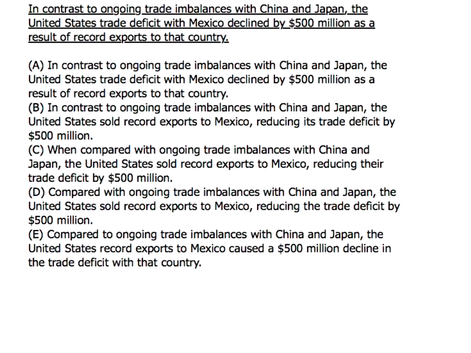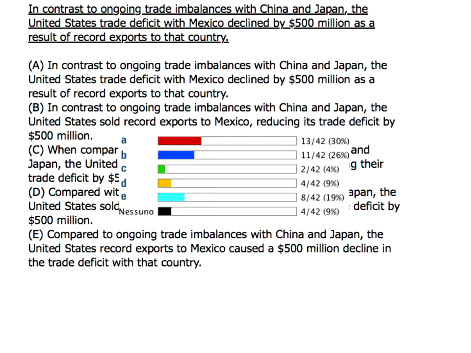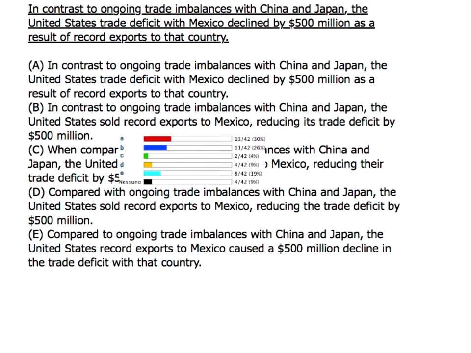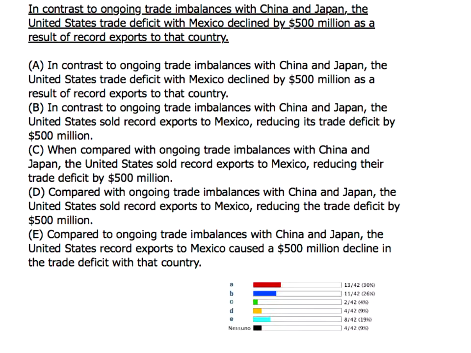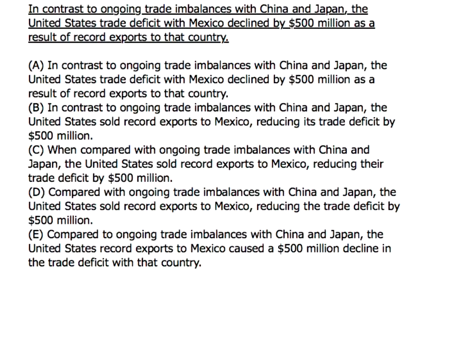Okay, here are your responses. So we are all over the place on this one. Lots of A's, lots of B's, a decent number of E's. So let's talk about it. What is the coming home from school part of this one? Well, in contrast to ongoing trade balances, that's a modifier.